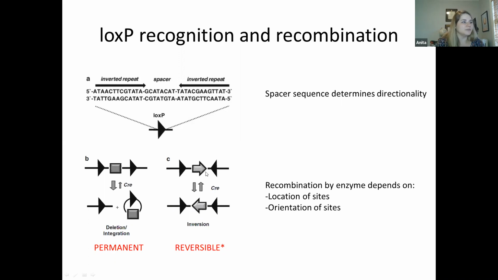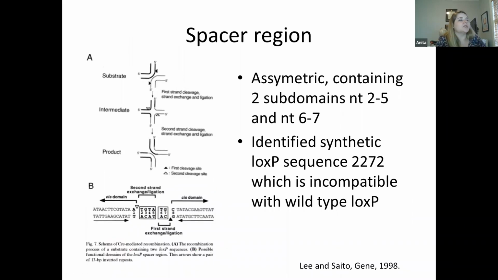If you have it inverted, with a single site going the opposite way, you get this flip-flopping back and forth, because the enzyme will keep binding, you'll keep getting this association, and it just keeps going back and forth. I'll talk about how they've used tricks with the sequences to make this not reversible. That comes down to the spacer region.